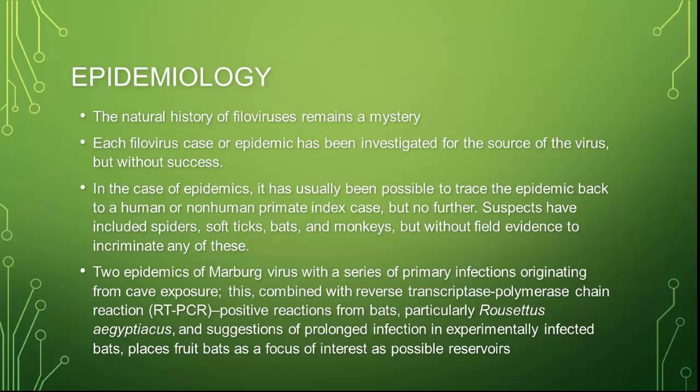Two epidemics of the Marburg virus had a series of primary infections originating from cave exposures, and this, combined with a positive reverse transcriptase PCR reaction from bats, pointed to a specific type of bat, Rousettus aegyptiacus. The suggestion of prolonged infection in experimentally infected bats places fruit bats as a focus of interest as possible reservoirs of the Ebola virus.